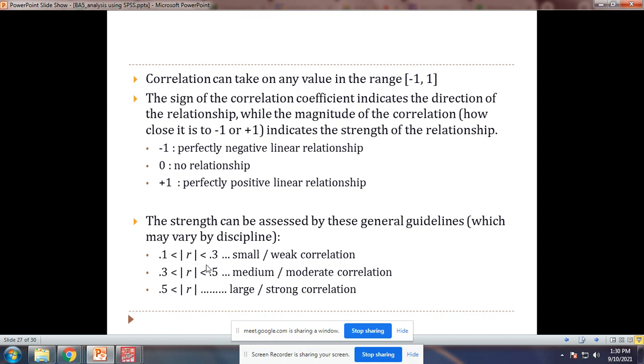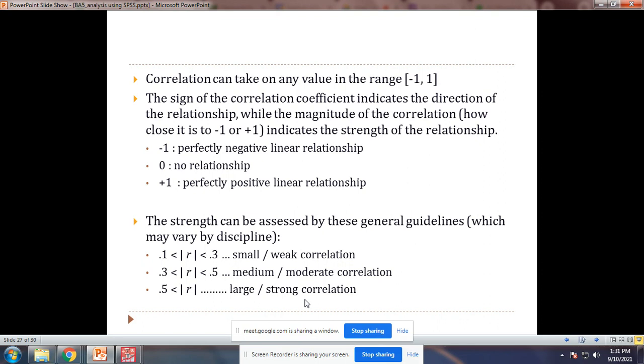Okay, so we're just going to assume that between 0.1 to 0.3, that means -0.1 to -0.3 will also be considered, these are considered as small or weak correlation. If it is between 0.3 and 0.5, or -0.3 and -0.5, we will say medium or moderate correlation. Okay. And if it is 0.5 and greater, or -0.5 and greater, it will be large and strong correlation.